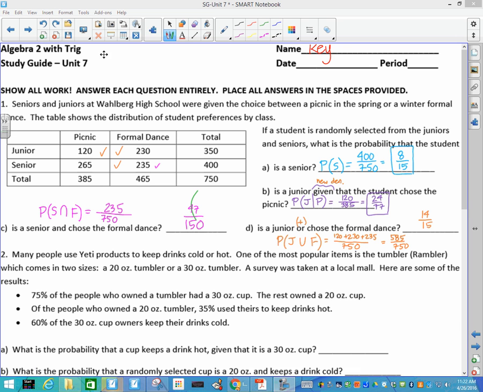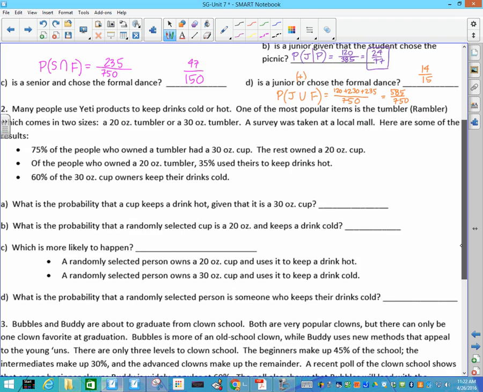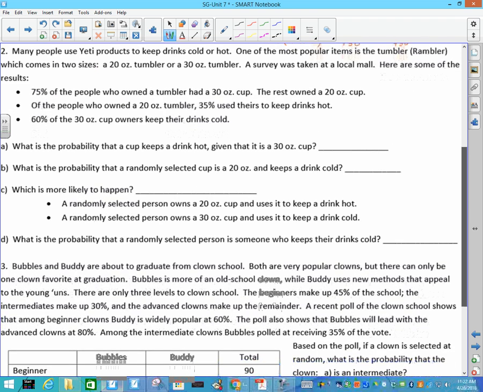Oops, there it is right there. The Yeti problem. Many people use Yeti products to keep their drinks hot or cold. One of the most popular items is the tumbler, which comes in two sizes, 20 ounces or 30 ounces. A survey was taken at the local mall. Here are some of the results. And so we got some information.